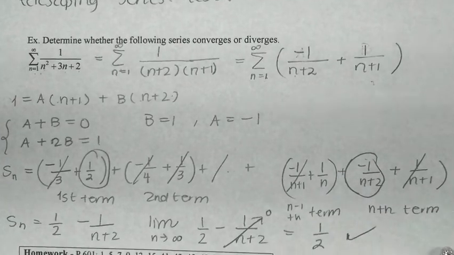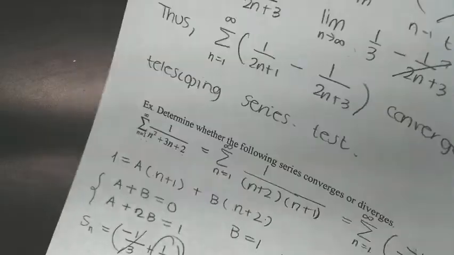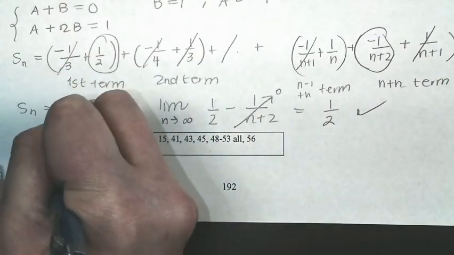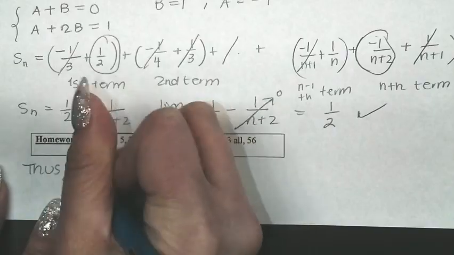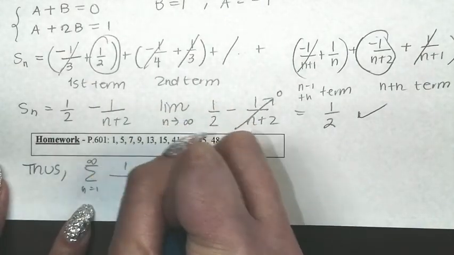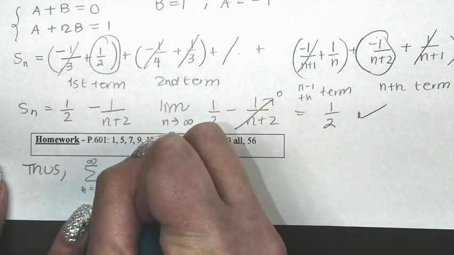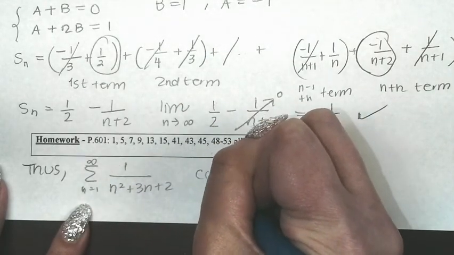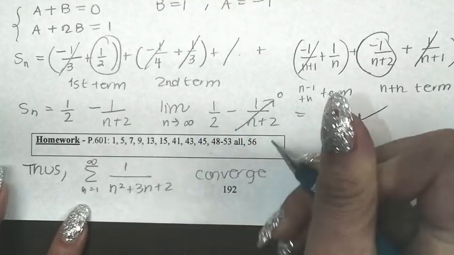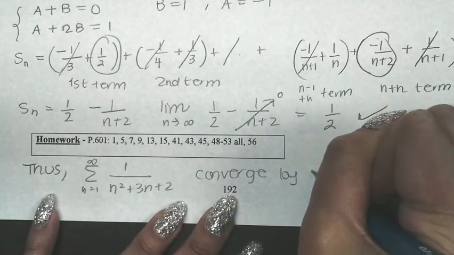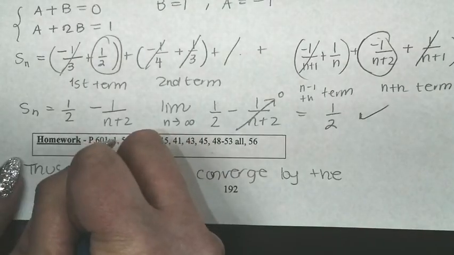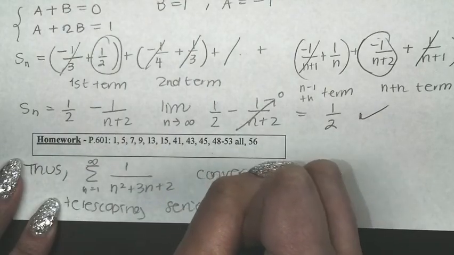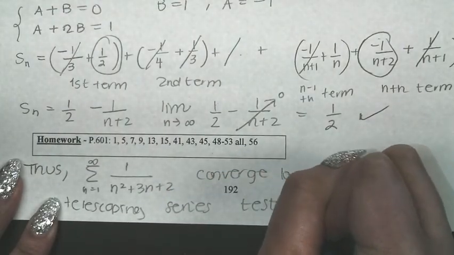So again, check mark. Thus your series from n equals 1 to infinity of 1 divided by n squared plus 3n plus 2 is going to converge by the telescoping series test. And that's pretty much it.